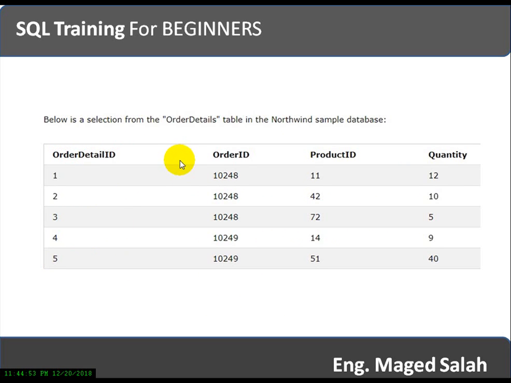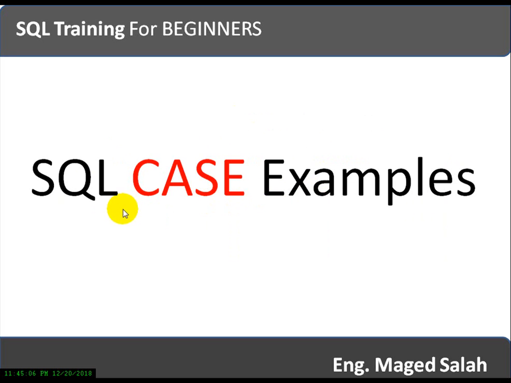Below is a selection from the OrderDetails table in the Northwind Simple database, which contains OrderDetailID, OrderID, ProductID, Quantity. SQL CASE examples.